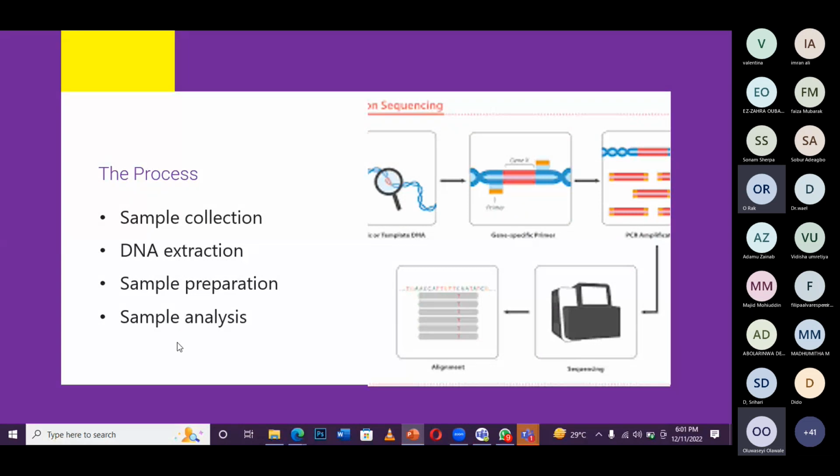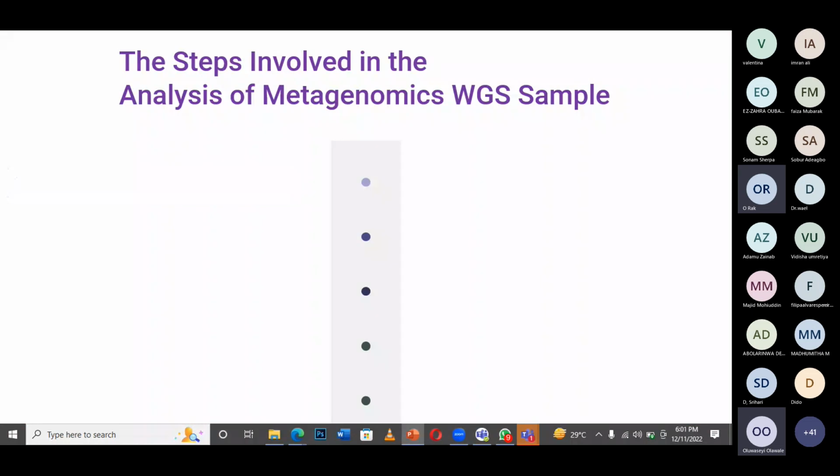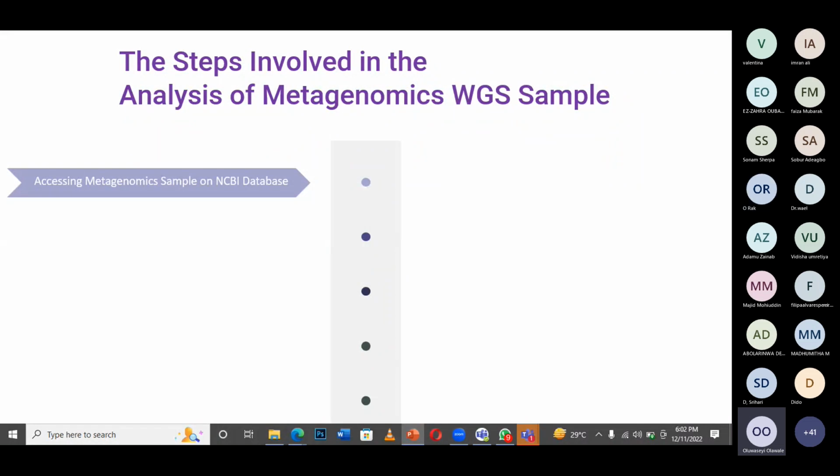So let's proceed. The first step involves analysis of a metagenomics WGS sample, metagenomics whole shotgun sequencing sample. Then we have assessing metagenomic samples on the NCBI database. Now, these are the steps involved. Assessing metagenomic samples on the NCBI database is for when you don't have your sample. But if you have your sample, you skip this and go to the next.